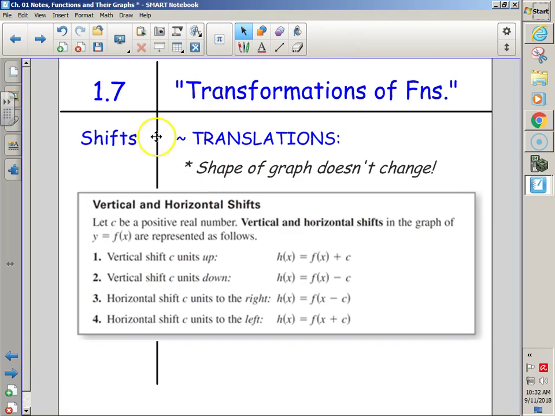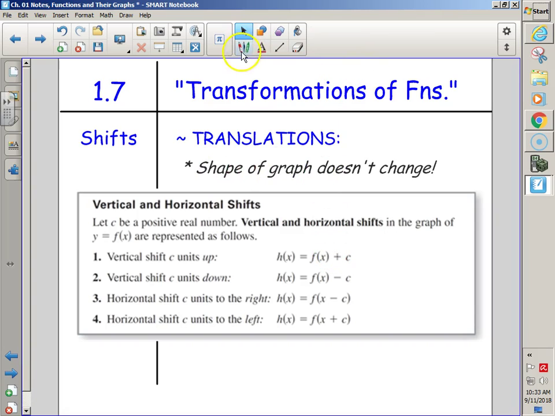First of all, translations go with shifts. The shape doesn't change. There are transformations that change the shape and there are transformations that don't. It's called, what's that word? It was in your Algebra 2 book. I can't remember the name for it. Rigid. It's a rigid transformation because the shape of the graph doesn't actually change.